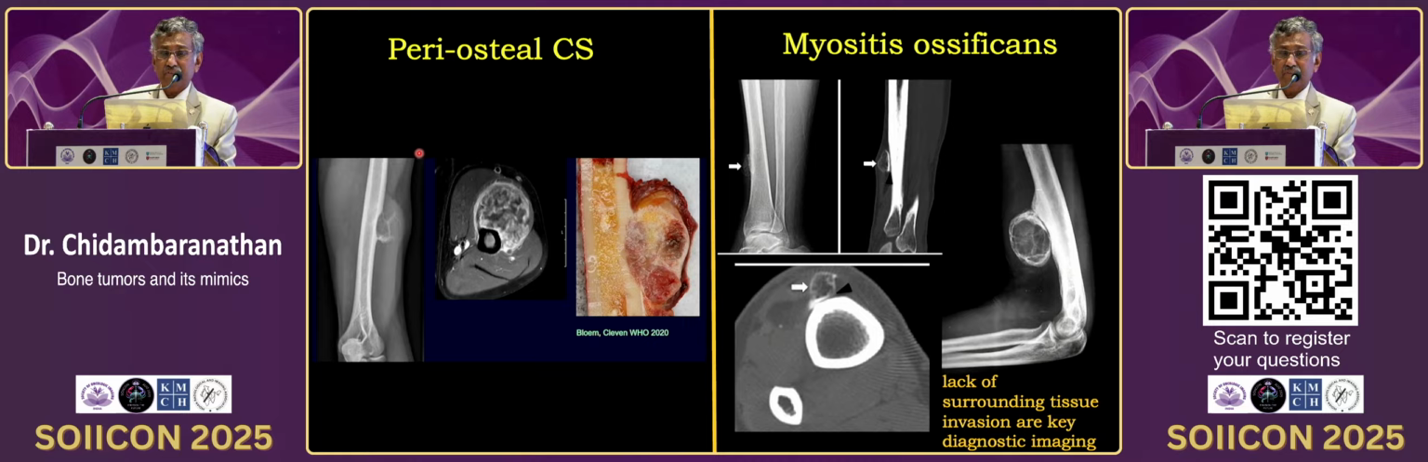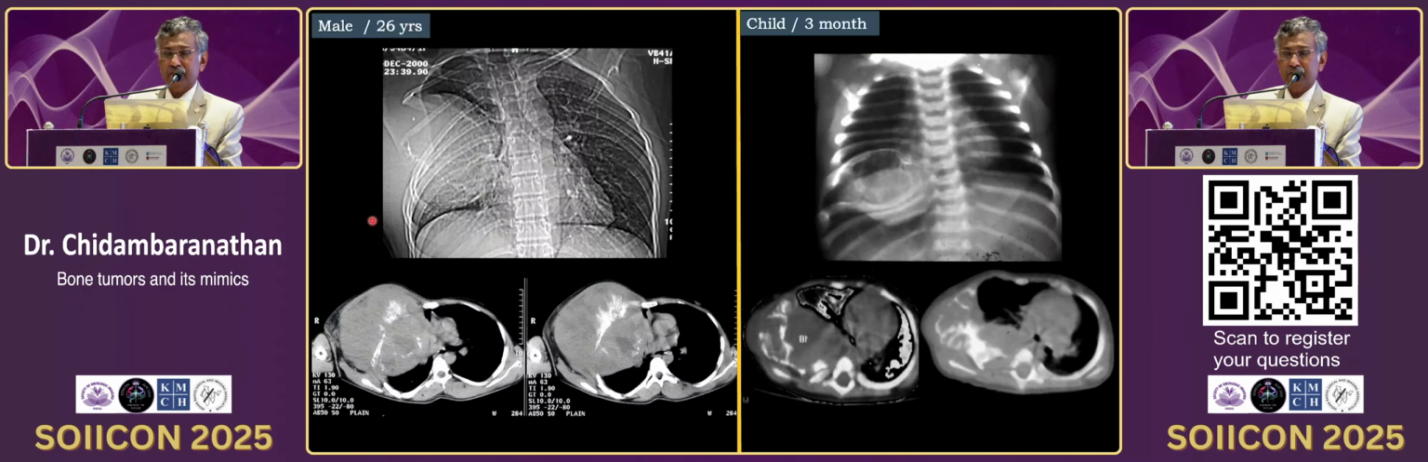Whereas chondrosarcoma, on the other hand, has a lot of infiltration. You can see the infiltration of the soft tissue that can occur. So that we can differentiate. Sometimes periosteal osteosarcomas also have a similar appearance.